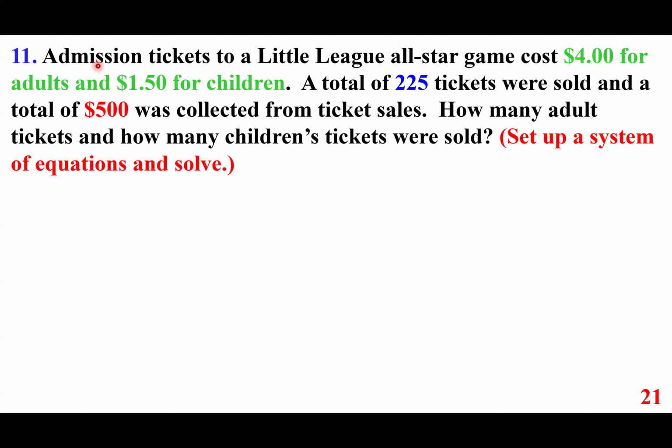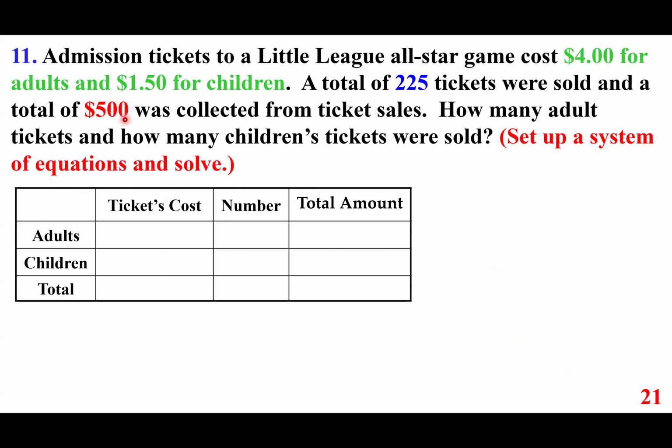This is also a sort of mixture problem. Admission tickets to a Little League All-Star game cost $4 for adults, $1.50 for children. A total of 225 tickets were sold and a total of $500 was collected. How many adult tickets and how many children's tickets were sold? Set up a system. So here's the system.